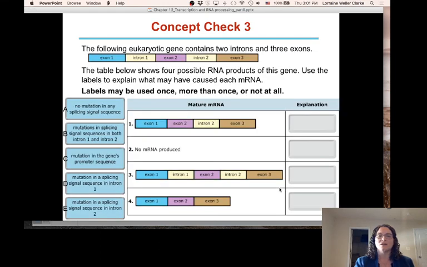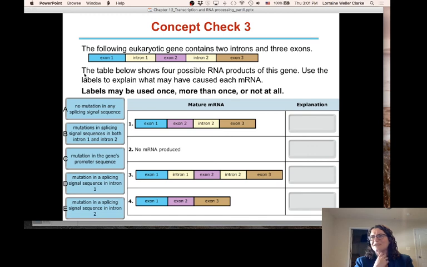Okay. So here's a concept here, okay? We have 4 possible RNA products of this gene. So we're going to figure out what may have caused each mRNA. Again, these various mutations happen in various people, and that changes the way that the exons and introns are induced and such, okay? So let's consider, again, this would be something like you would do in your homework.